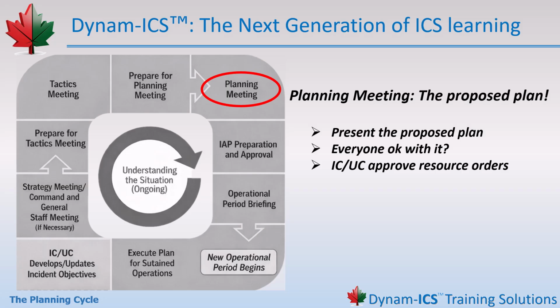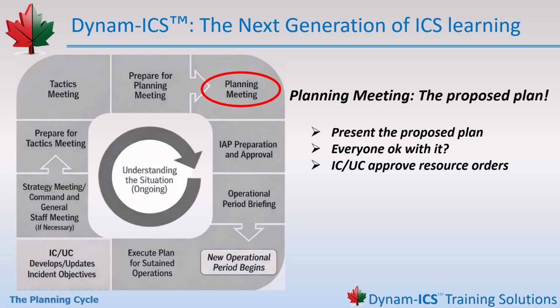The planning meeting itself is where the completed draft IAP is presented in its entirety to the incident commander and command and general staff. In many ways, it's a confirmation meeting. Everyone has already played a role in building the plan. Now they see it assembled as one coherent document. There shouldn't be major changes at this point, but if adjustments are needed, this is the time to make them.